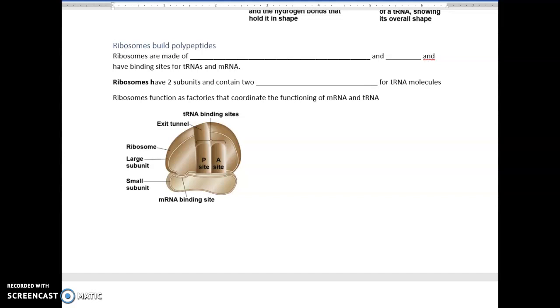So ribosomes are made up of ribosomal RNA, and they're made up of proteins. They have two subunits and contain two binding sites for the tRNA molecules.